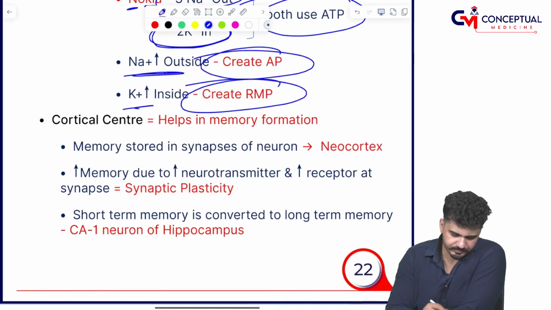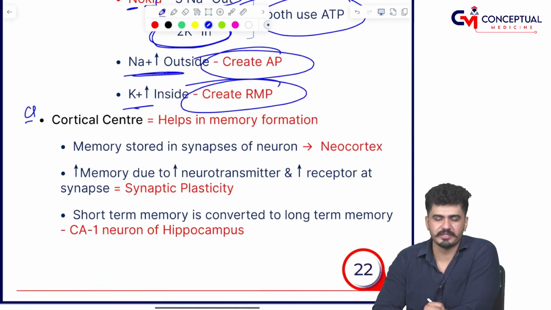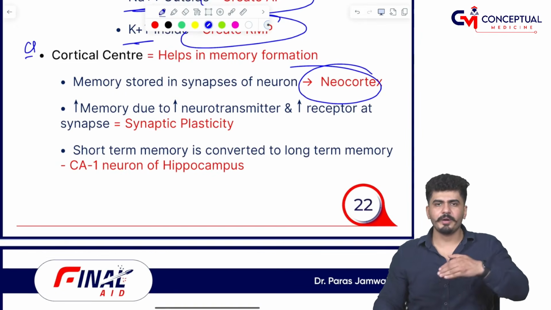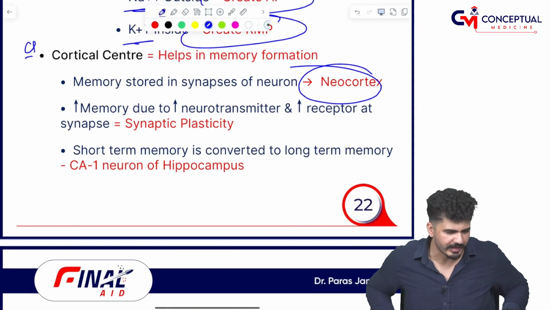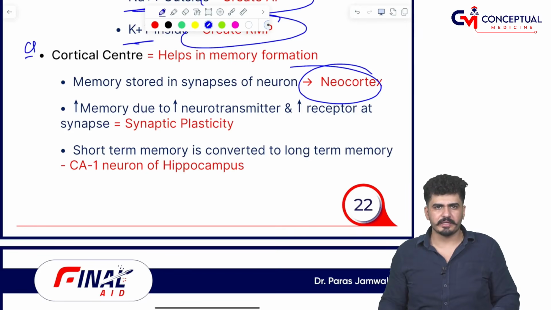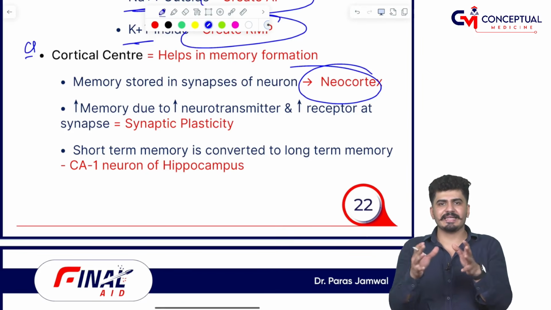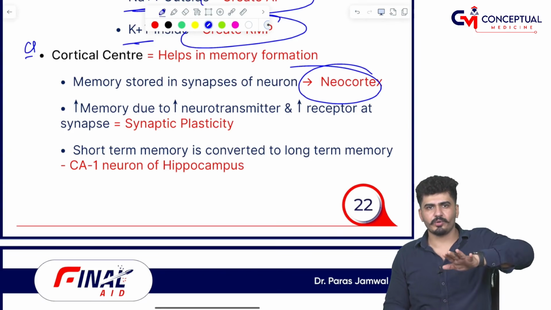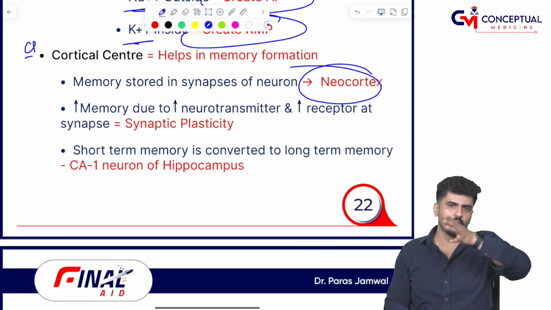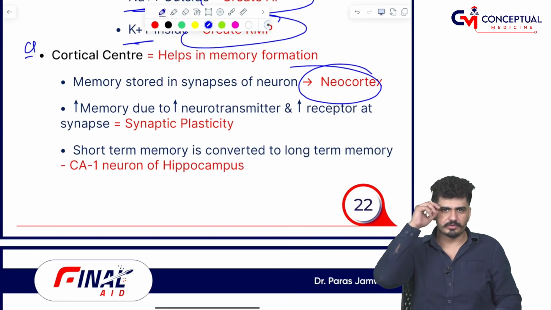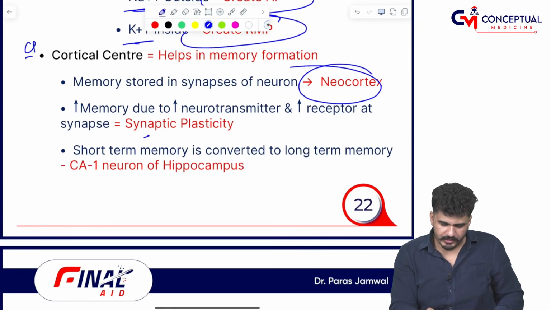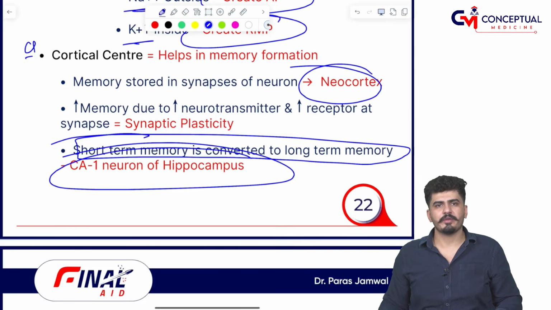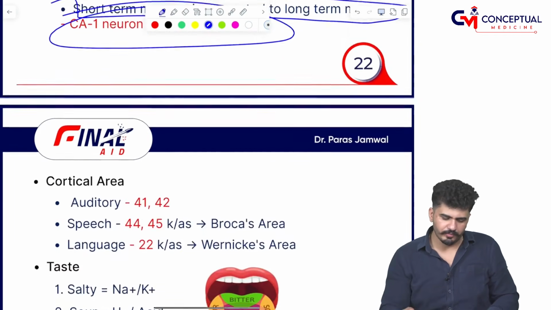Done and dusted. Now the cortical center helps in memory formation. What we are having for storing of the synapse is in the neocortex. The moment we repeat the things, this is same for the exam also, the synaptic plasticity is increased, and because of that short-term memory, which is stored in the frontal cortex, will be stored in the hippocampus. So short-term memory is converted to long-term memory in the hippocampus, my dear friends. So this is how we will do.